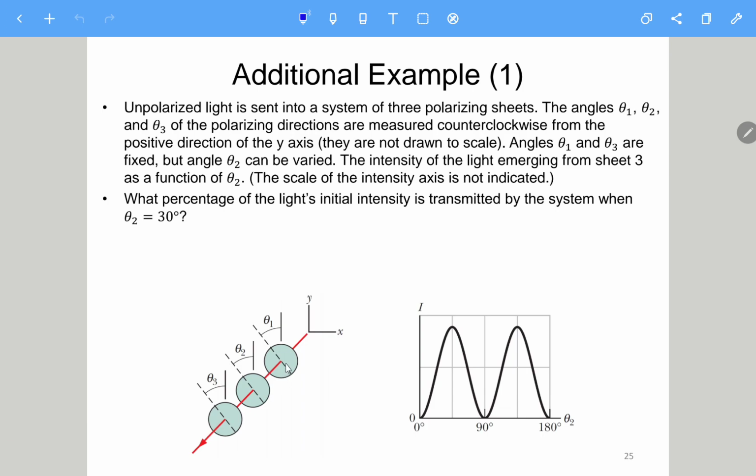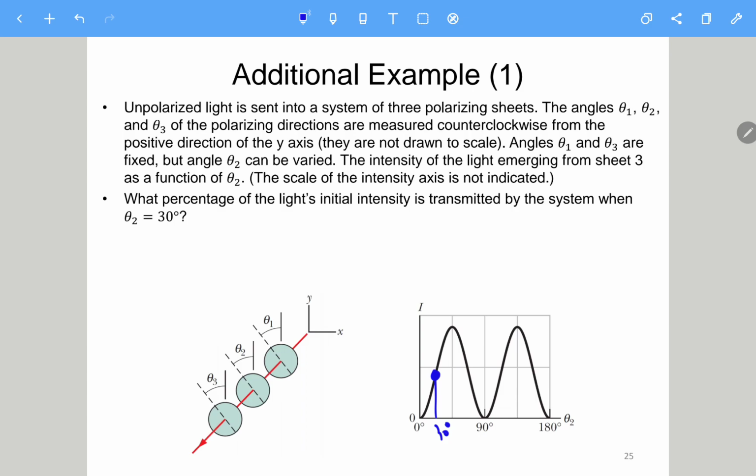So this one cannot move. This one cannot move either. Only the middle one can move, can rotate. So what percentage of the light's initial intensity is transmitted by the system when theta 2 is 30 degrees? It asks you what is the intensity when theta 2 is 30 degrees.